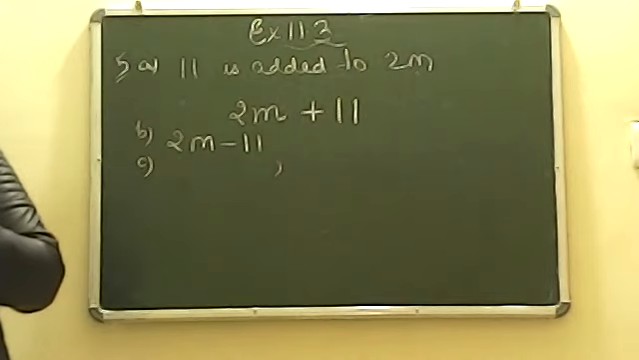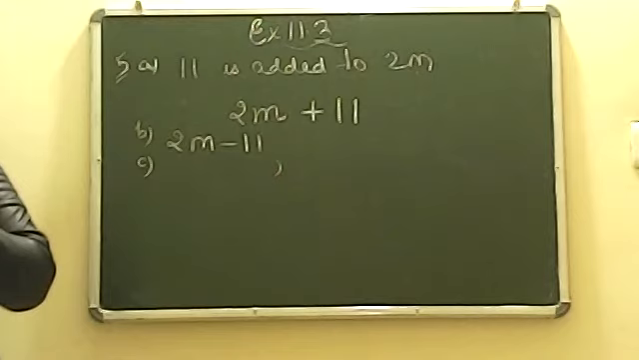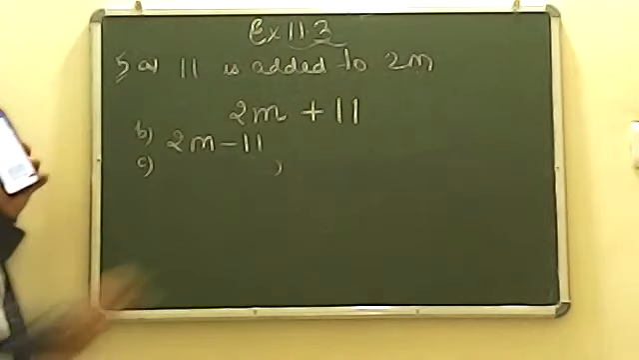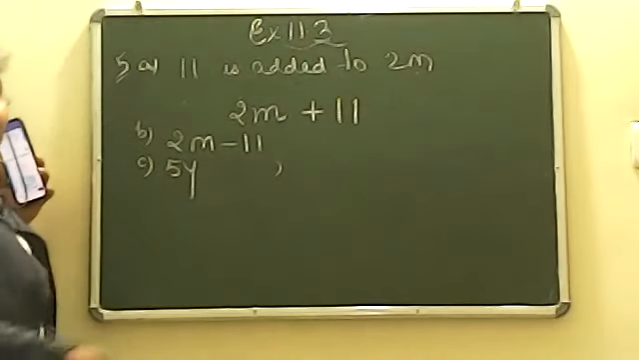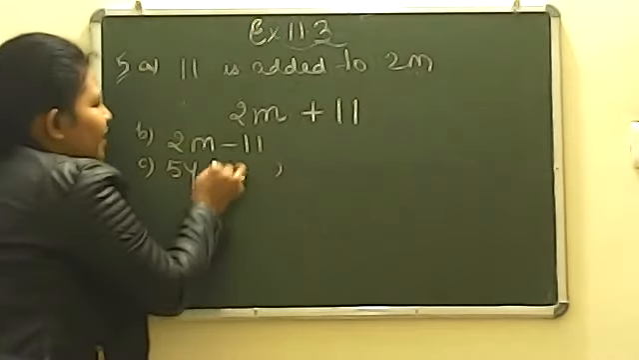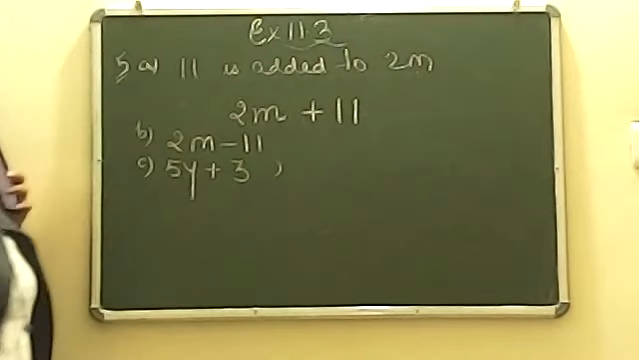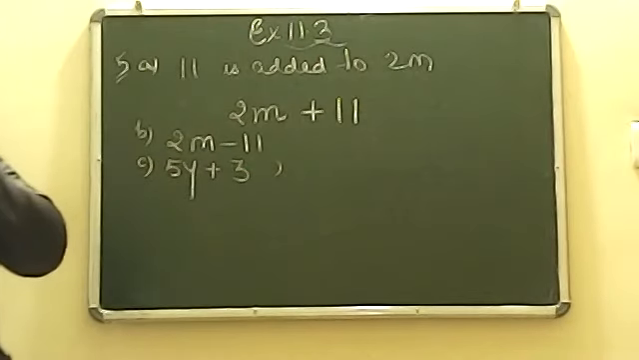Now question number C is telling 5 times y. Can you tell me what is 5 times y? What is 5 times y? 5y, correct? To which 3 is added. It is telling 5 times y, that means 5y, to which 3 is added. So it is plus 3. Understand the statement, what it is telling, and then move on to the solution part.